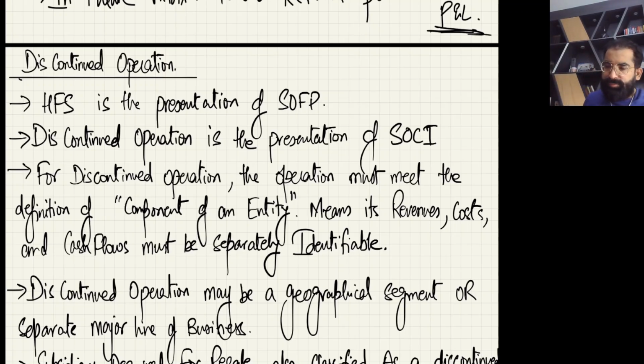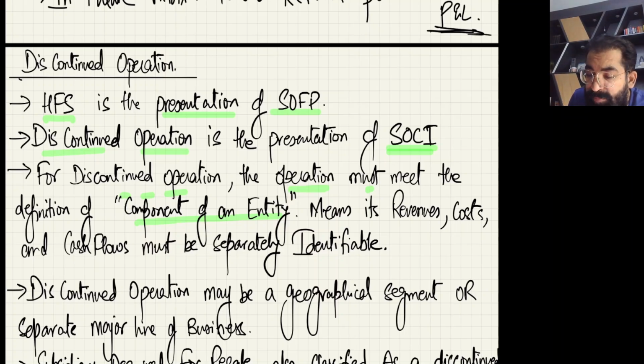The first line: HFS, we were doing held for sale. Held for sale is the presentation of SOFP. Held for sale is connected to current and non-current assets. So that is the presentation of SOFP. But discontinued operation is the presentation of SOCI. This is the first message you must know. For discontinued operation, the operation must meet the definition of a component of an entity.